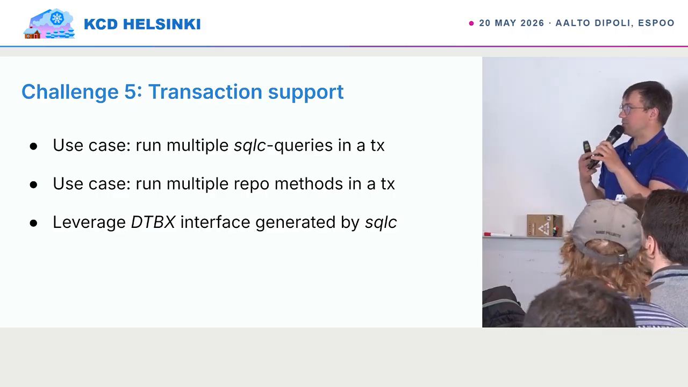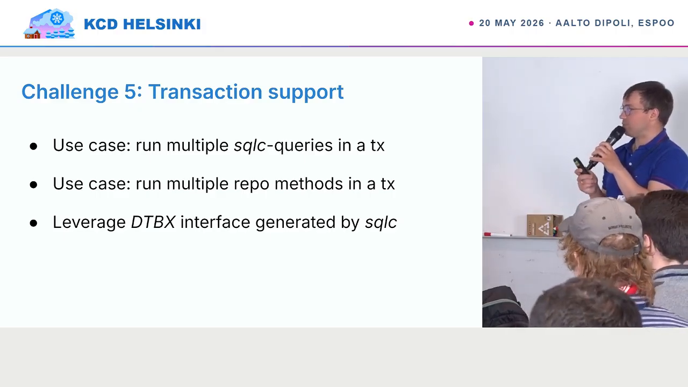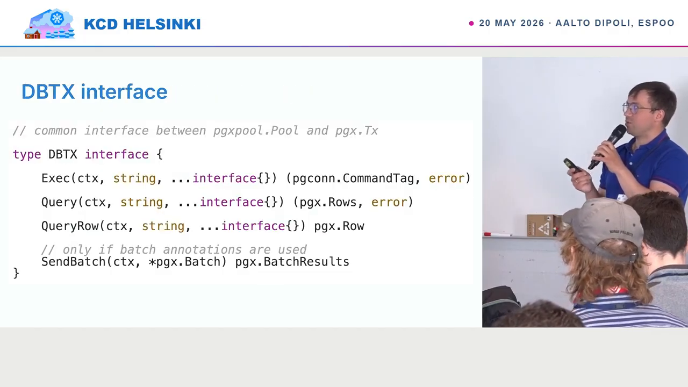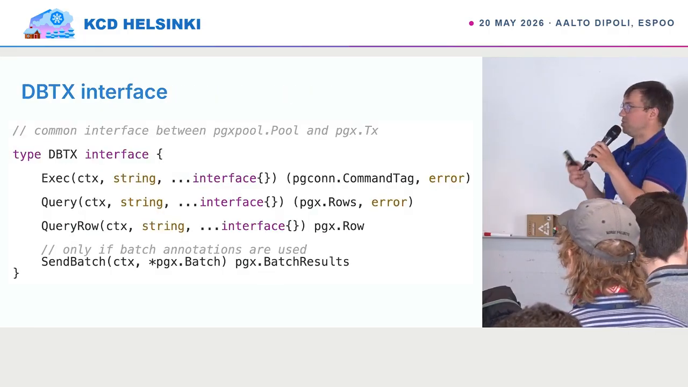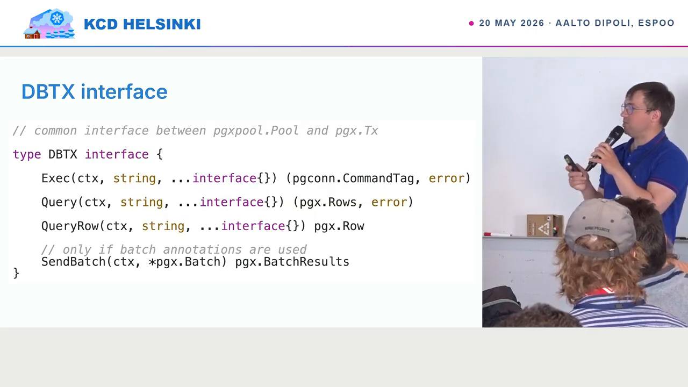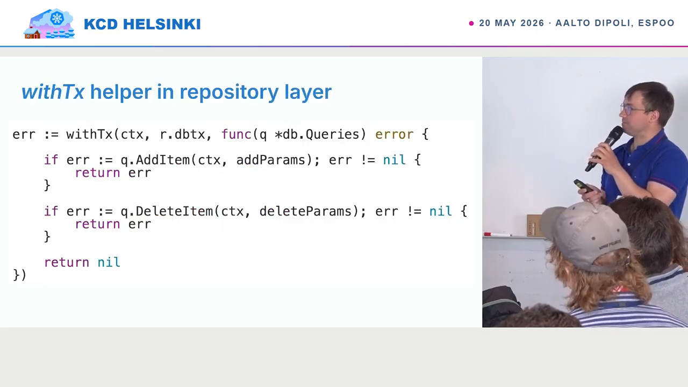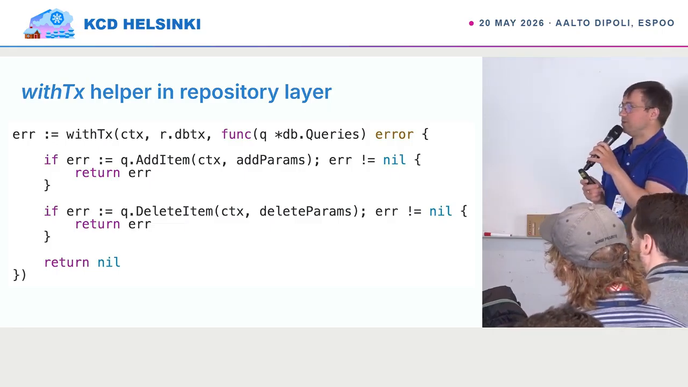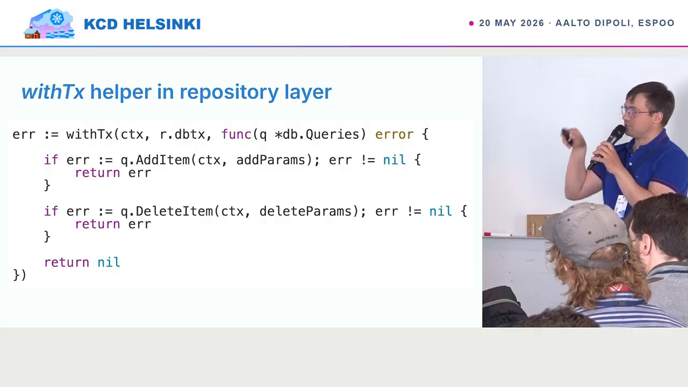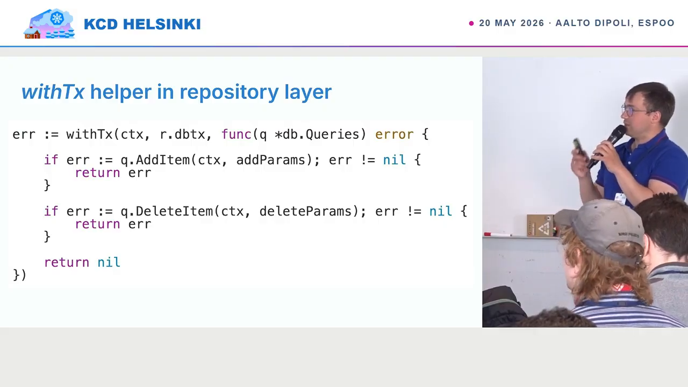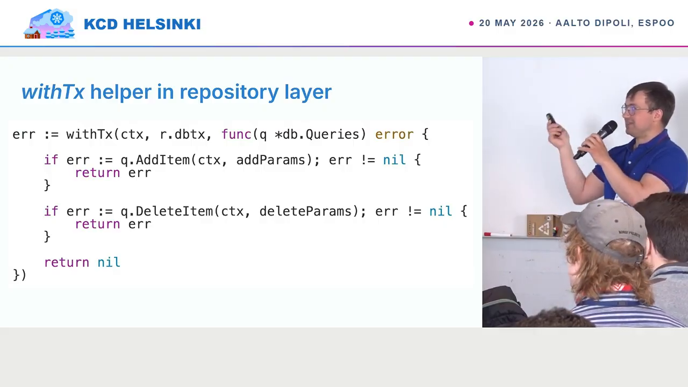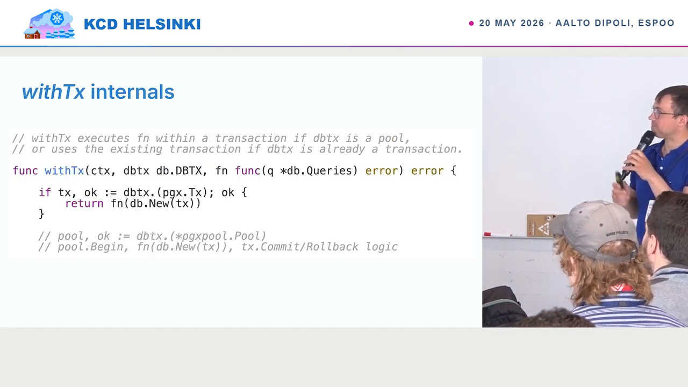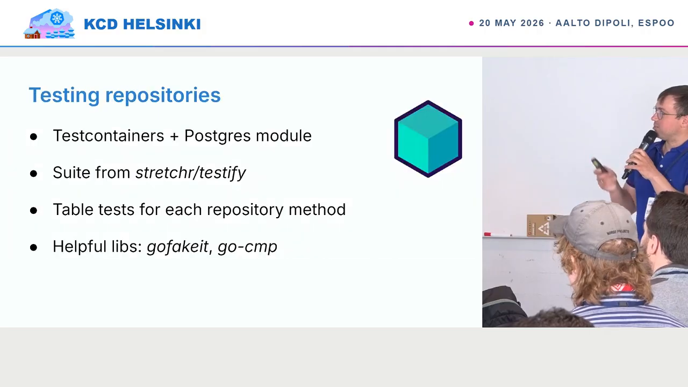All right, transaction support. sqlc is quite friendly for adding transaction support. It creates a DBTX interface, which is a common interface between the pgx pool and a pgx transaction. Using that, one can build a helper method in the repository layer to execute multiple sqlc queries in a transaction. Like in here, we can add and delete an item in the same transaction, and effectively nothing would happen. Yeah, I think I skipped this one.